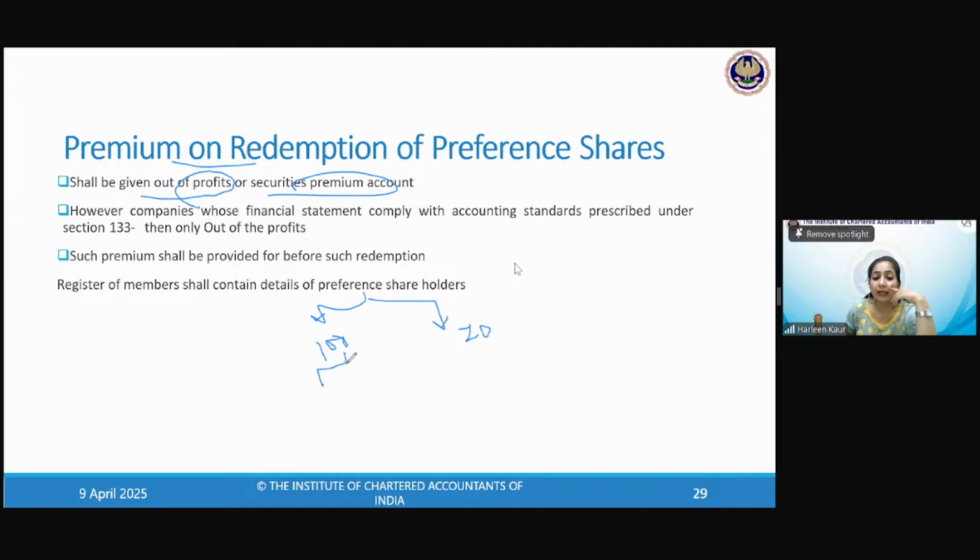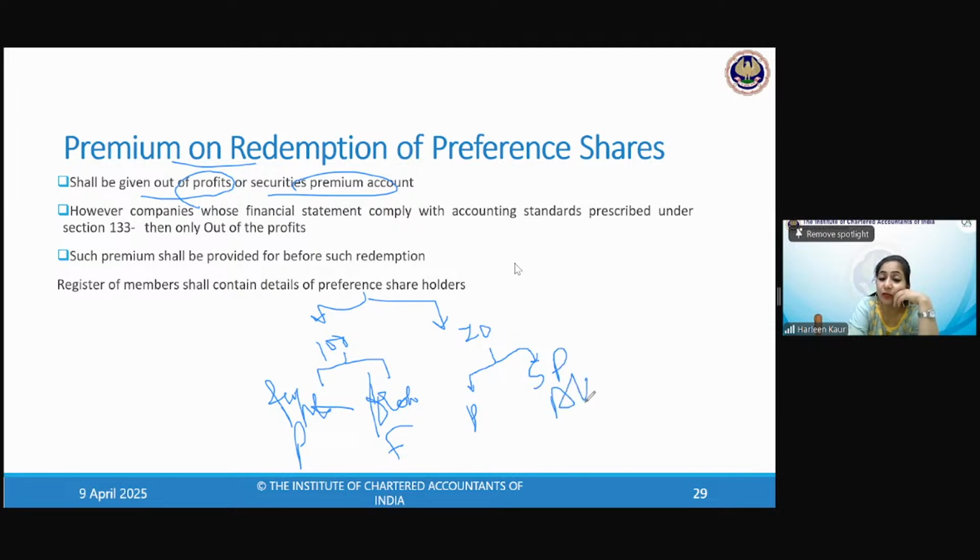So I told you that this 100 can be paid either out of the profits of the company or you can use the fresh proceeds. यही था ना? You can either use the profits of the company or you can use the fresh proceeds. But this 20 rupees will be paid out of what? जल्दी बताओ मुझे. Out of the profits of the company और SPA account. अभी हमने क्रिएट करा था ना सेक्शन 52 में सिक्योरिटी प्रीमियम अकाउंट. Can I use this money? Yes, ma'am. It will be paid out of profits or security premium.